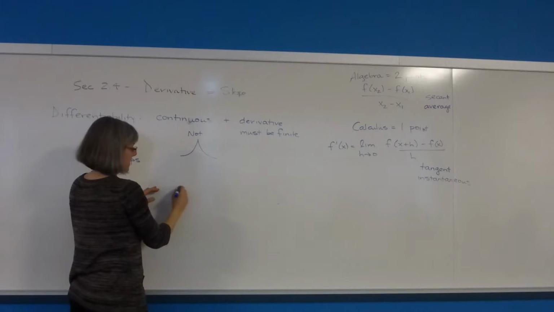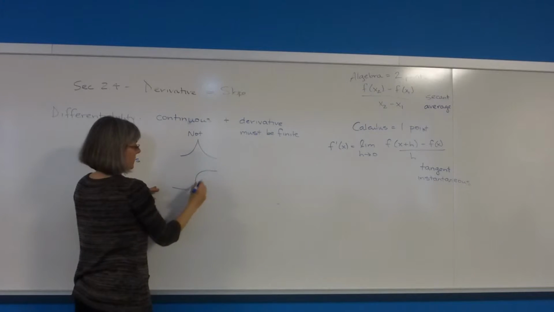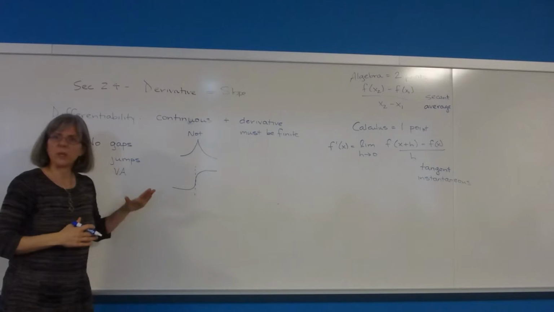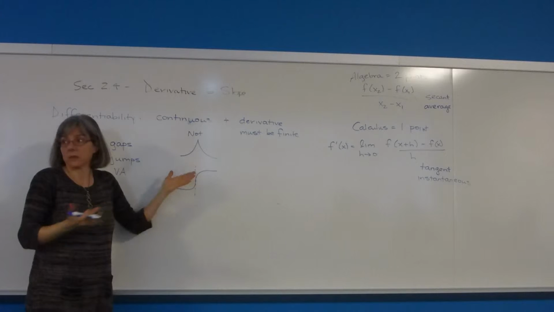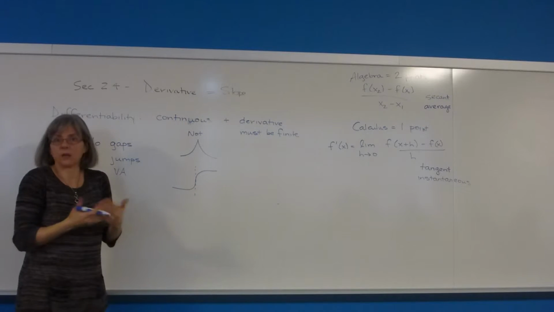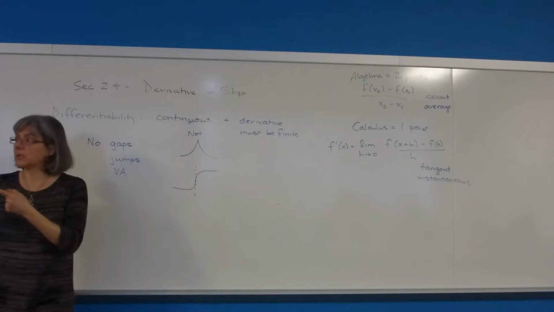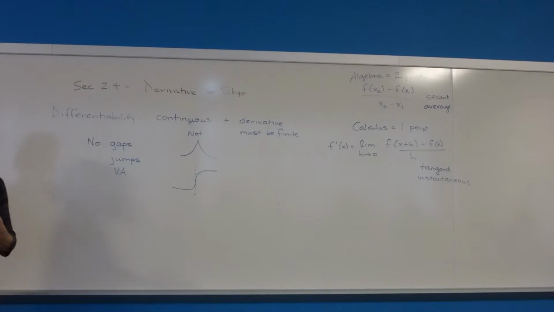Another one that is not is this one. I've kind of drawn it in an exaggerated fashion. The slope becomes vertical at that point. How do I write that? I don't have a number I can write down. So just remember that differentiability means the derivative, the slope, exists and makes sense.